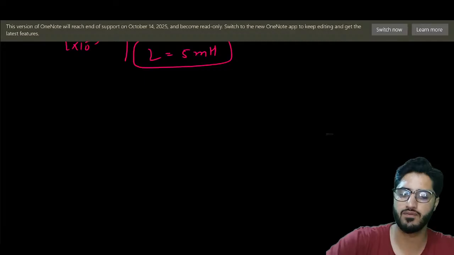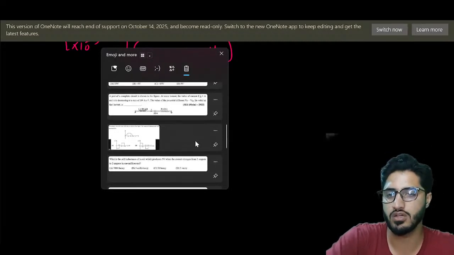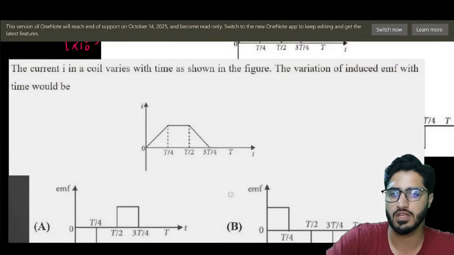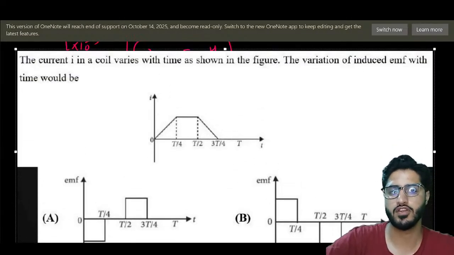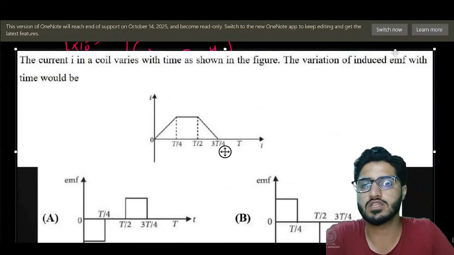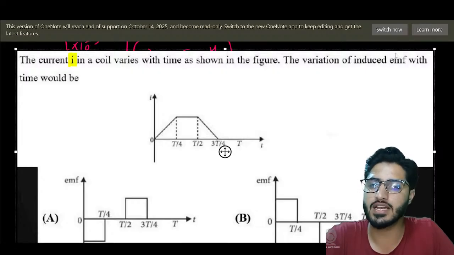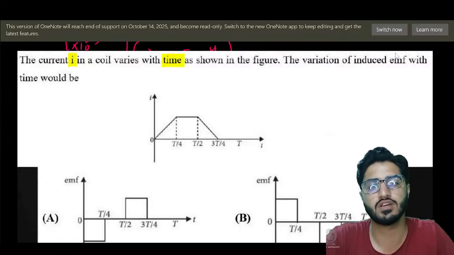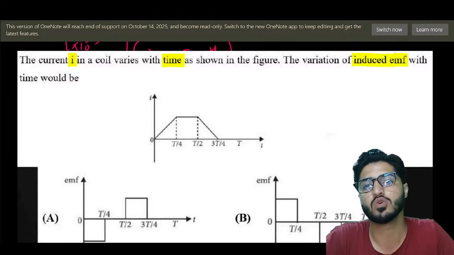Okay, next numerical. This numerical is basically a combination of various numericals. Okay, this one now. What can you see from this numerical, what is given to us? Sir, you can see the current I in a coil varies with time. That means we don't have a constant current. Current is variable. The variation of induced EMF with time would be. So we need to find out.